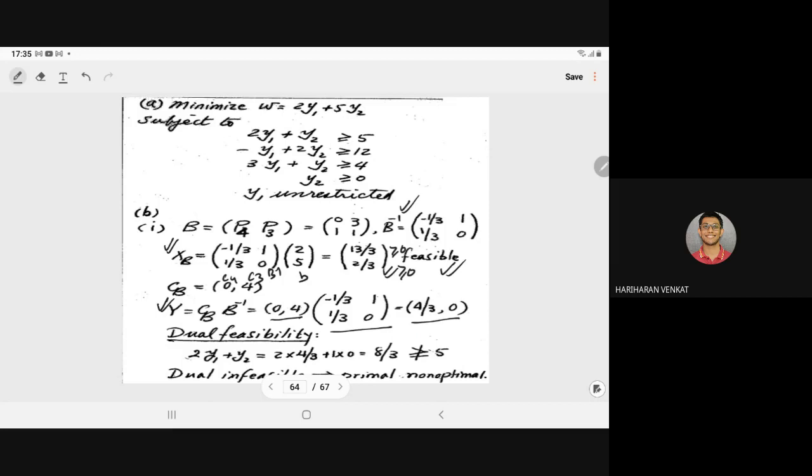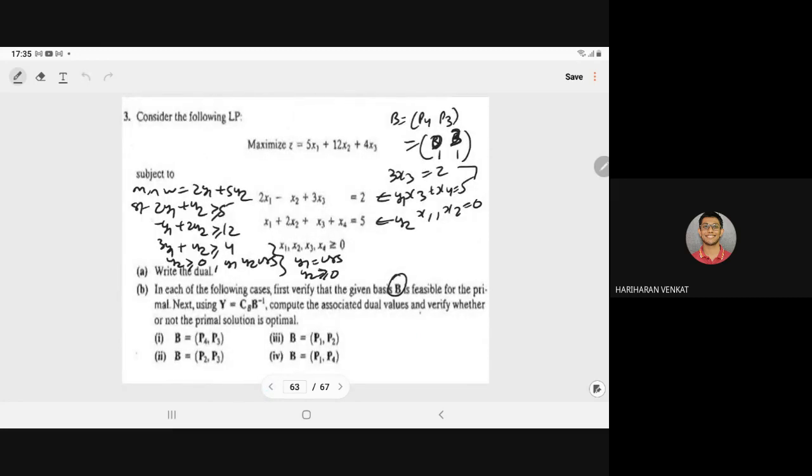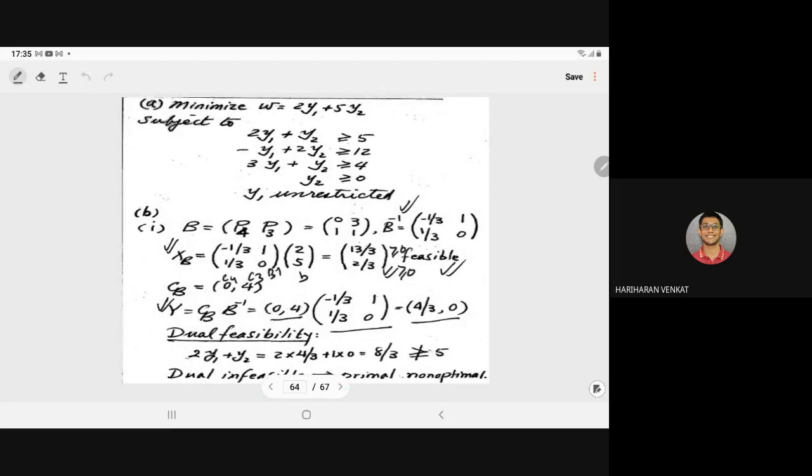Then the dual feasibility, how can you compute it? For the primal optimality, dual must be feasible. So how can we check dual feasibility? We check all the dual constraints, meaning in all the constraints you put the values of y1, y2 as 4/3 and 0. If all are satisfied, then we say it is feasible.